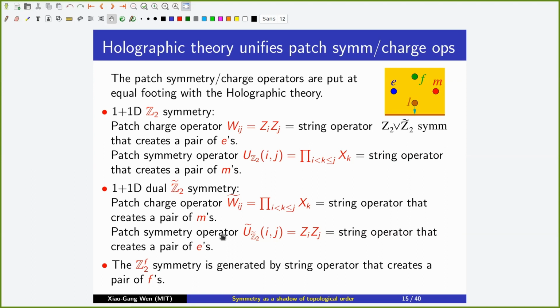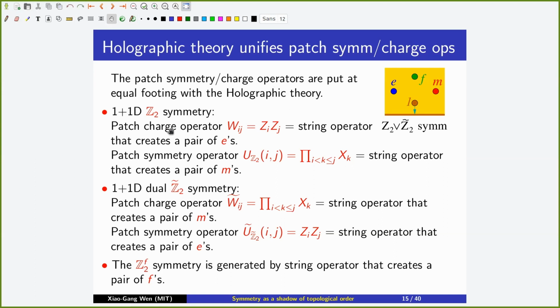Okay, so this holographic picture also unifies the patch operators. Under this holographic picture, the patch operators are all put on equal footing. Remember, we have the patch symmetry operator, which generates symmetry locally, and the patch charge operator, which creates a pair of charges. In this holographic picture, these two operators become roughly the same, on equal footing.